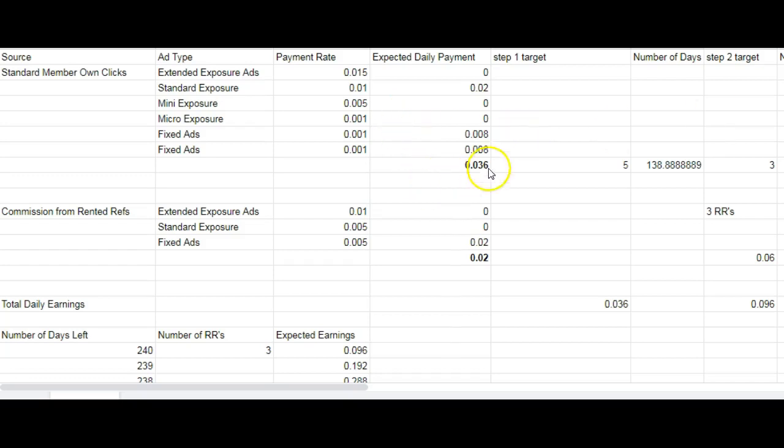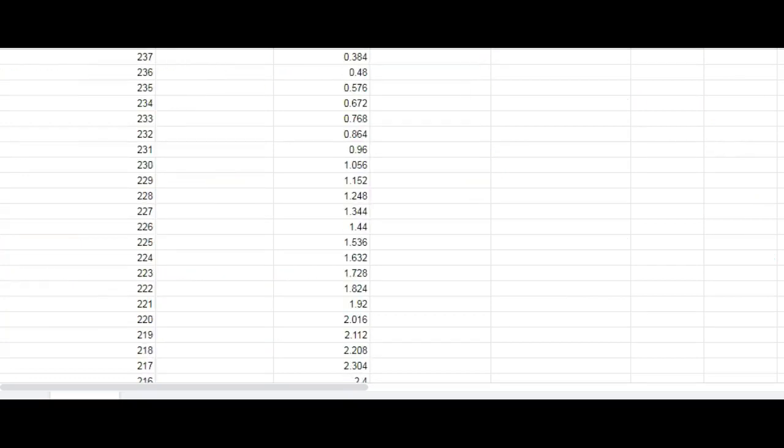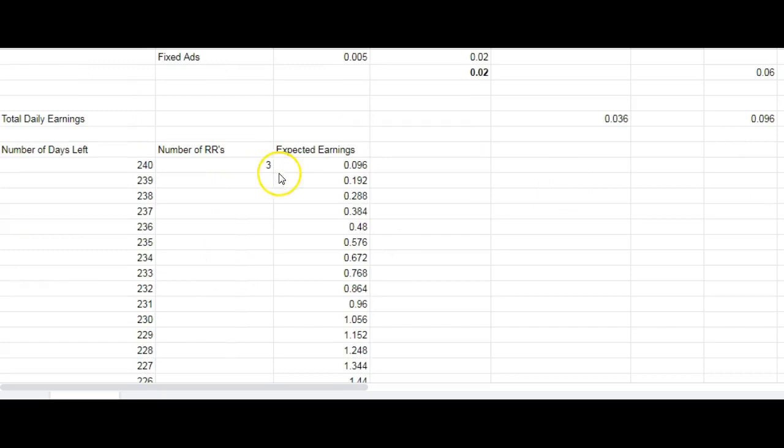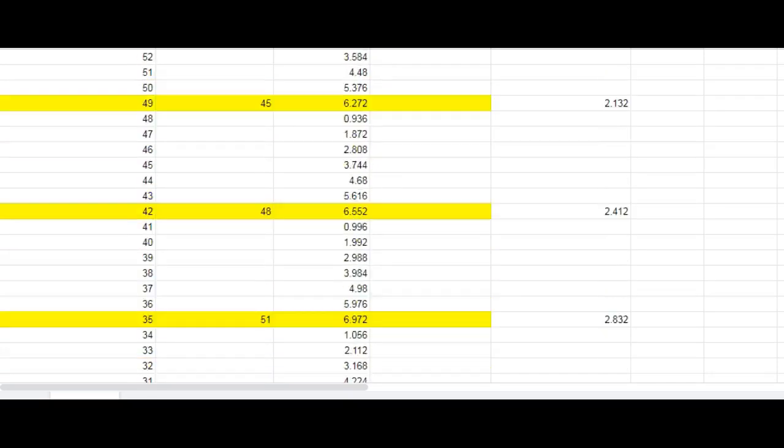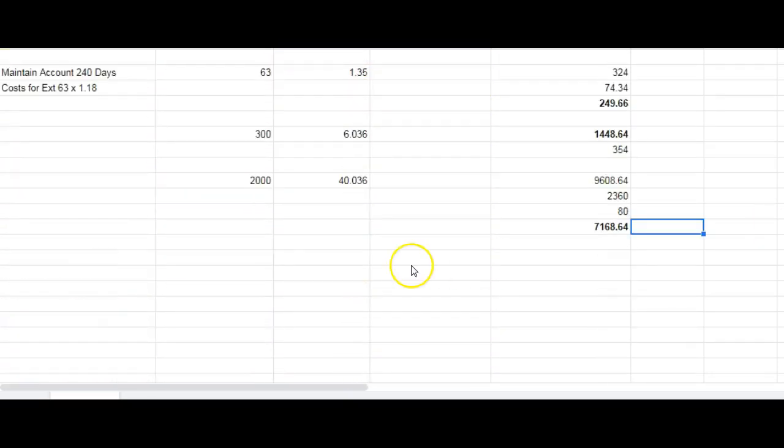That's pretty good. Think about the fact that all you're doing every single day is clicking on the ads that started off earning you 0.036. So every single day, that's the only thing that you're doing. But what you've done is simply adding rented referrals to your account. You're not doing any recycling. You're not doing anything else. You're just allowing the system to do it for you. And yeah, that is how to build a profitable Neobux account.